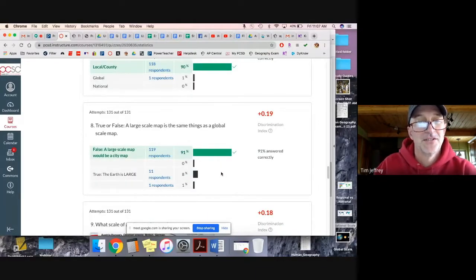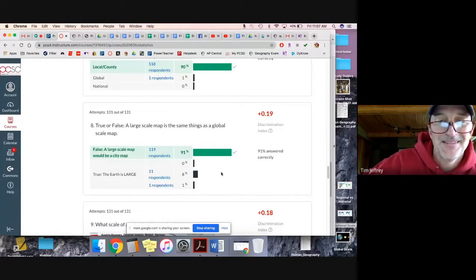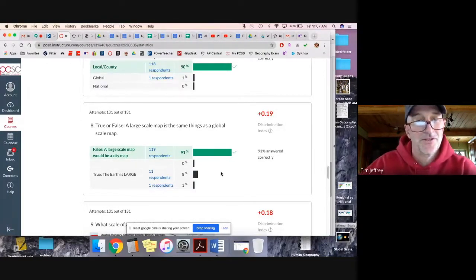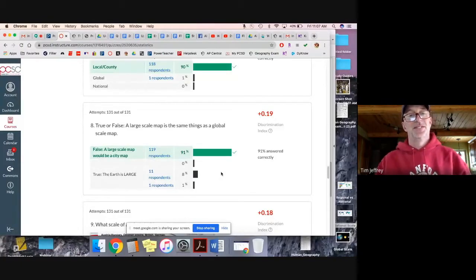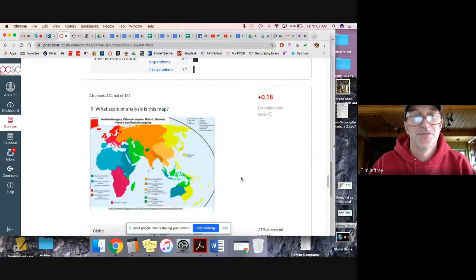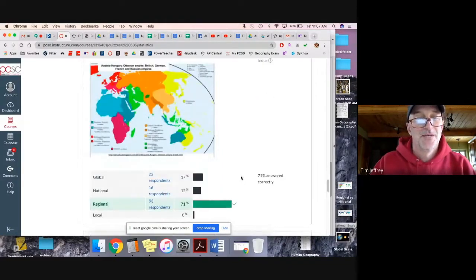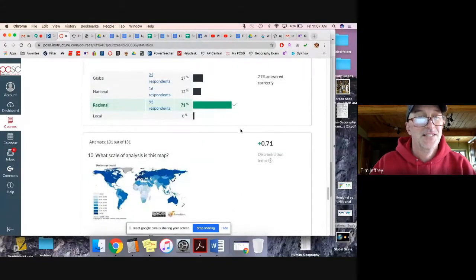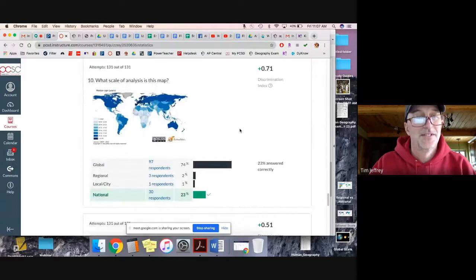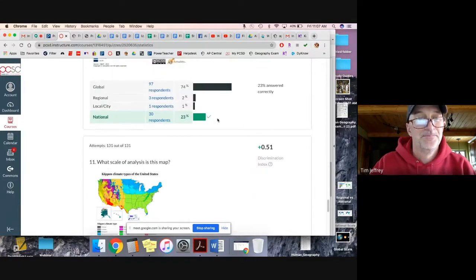Yeah, they're looking at the counties, and that is just a local map. True or false, a large scale map is the same thing as a global scale map. False, a large scale map would just be the city. Man, we went over that in the beginning of the year, and you guys crushed that one, 91%. This map actually did pretty well on regional. So you guys figured it out by question 9. This one, national, again, borders of the countries. All of you put global, common mistake.